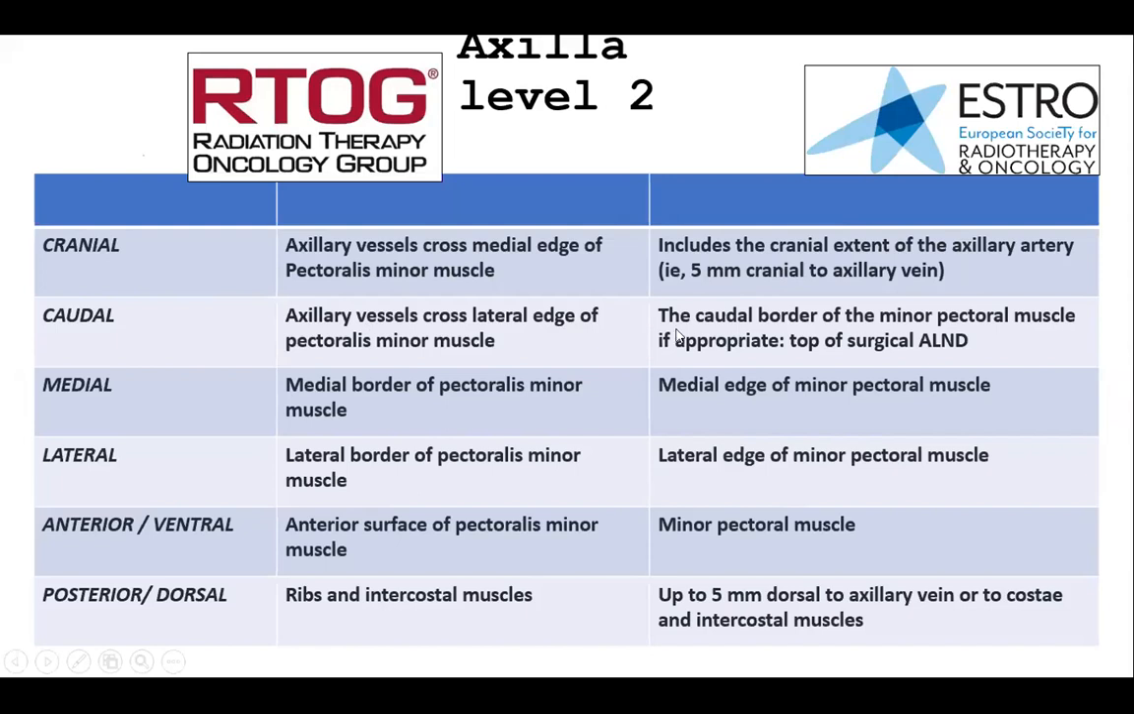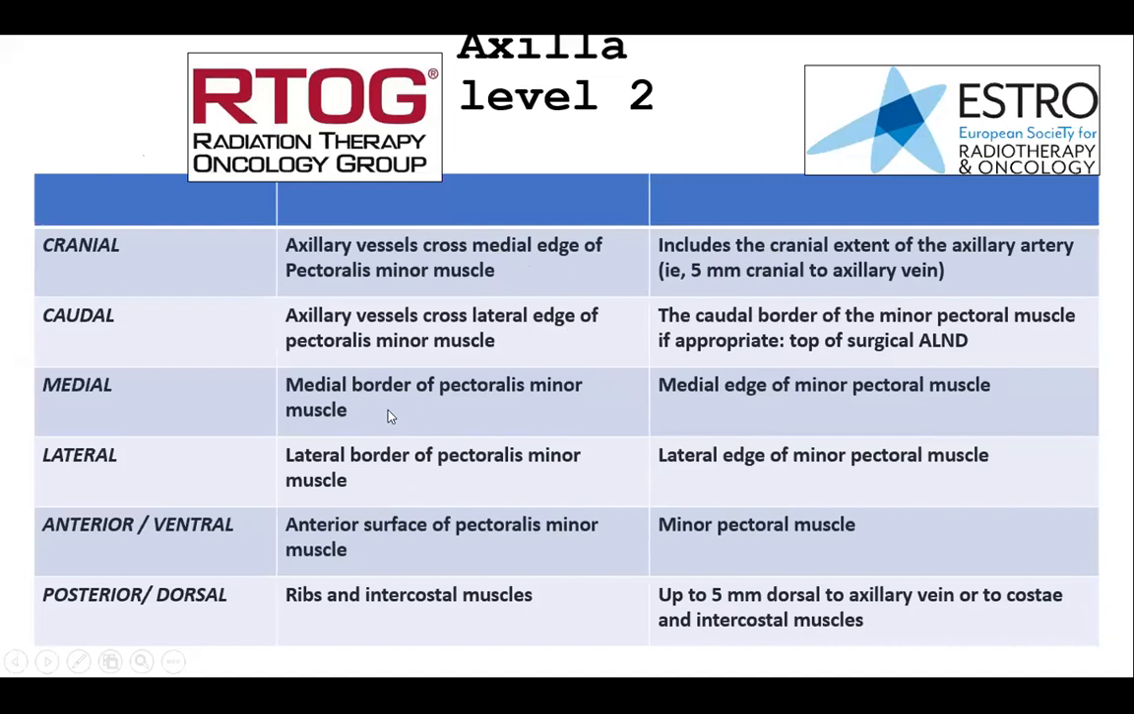Coming to the caudal boundary of the ESTRO guidelines, here we will take the caudal border of the pectoralis minor muscle, and if the patient has undergone surgical ALND, we will take the top of the surgical axillary lymph node dissection site. So here also the cranial and caudal boundaries make a large difference between the ESTRO and RTOG guidelines. Coming to the medial border and lateral border, it is more or less similar in both.